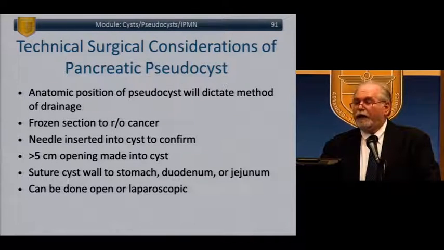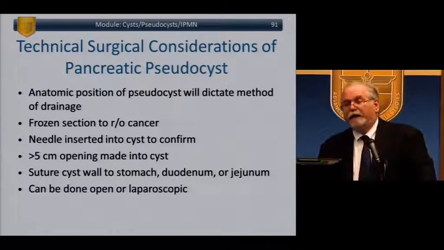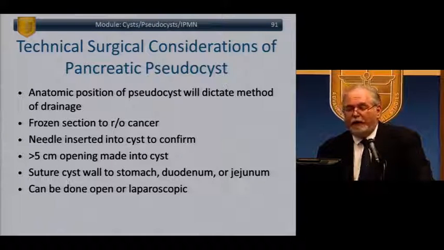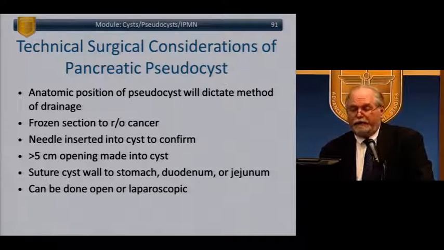You should look at where it is sitting. You should biopsy it to make sure it doesn't have cancer. Use needle insertion to confirm the cyst, make at least a 5-centimeter opening, and then suture it to the stomach, duodenum, or jejunum as you see fit.